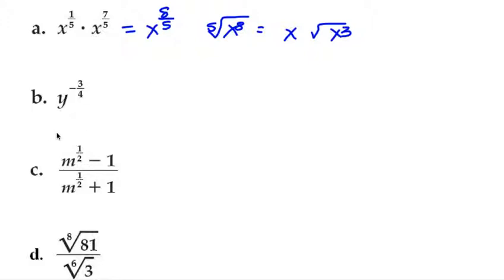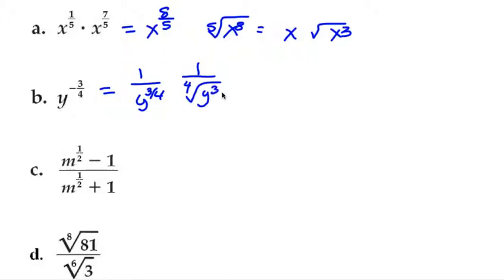This next one is similar to the example before. Since it's a negative exponent, I'm going to move it to the bottom of a fraction, so 1 over y to the 3/4. And that becomes 1 over the 4th root of y cubed.